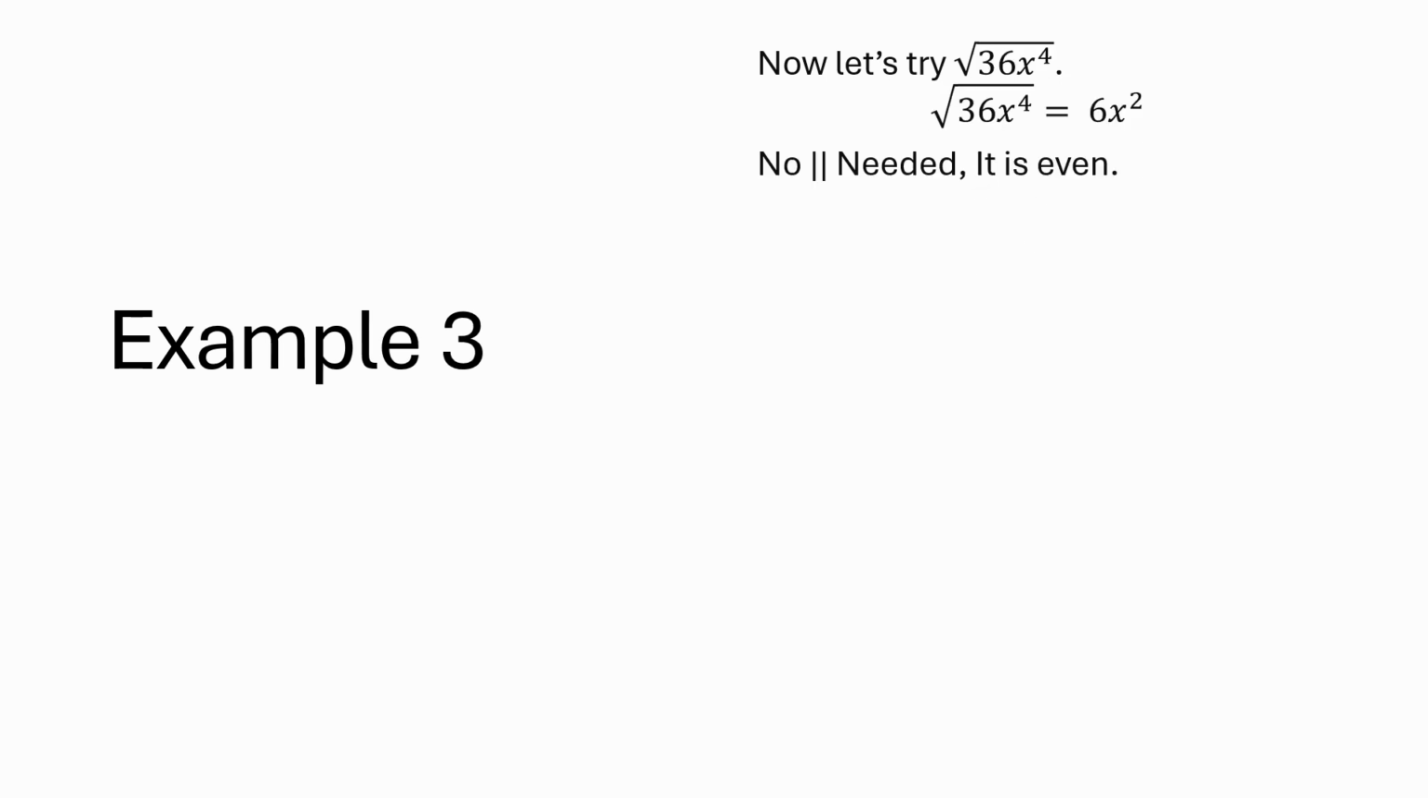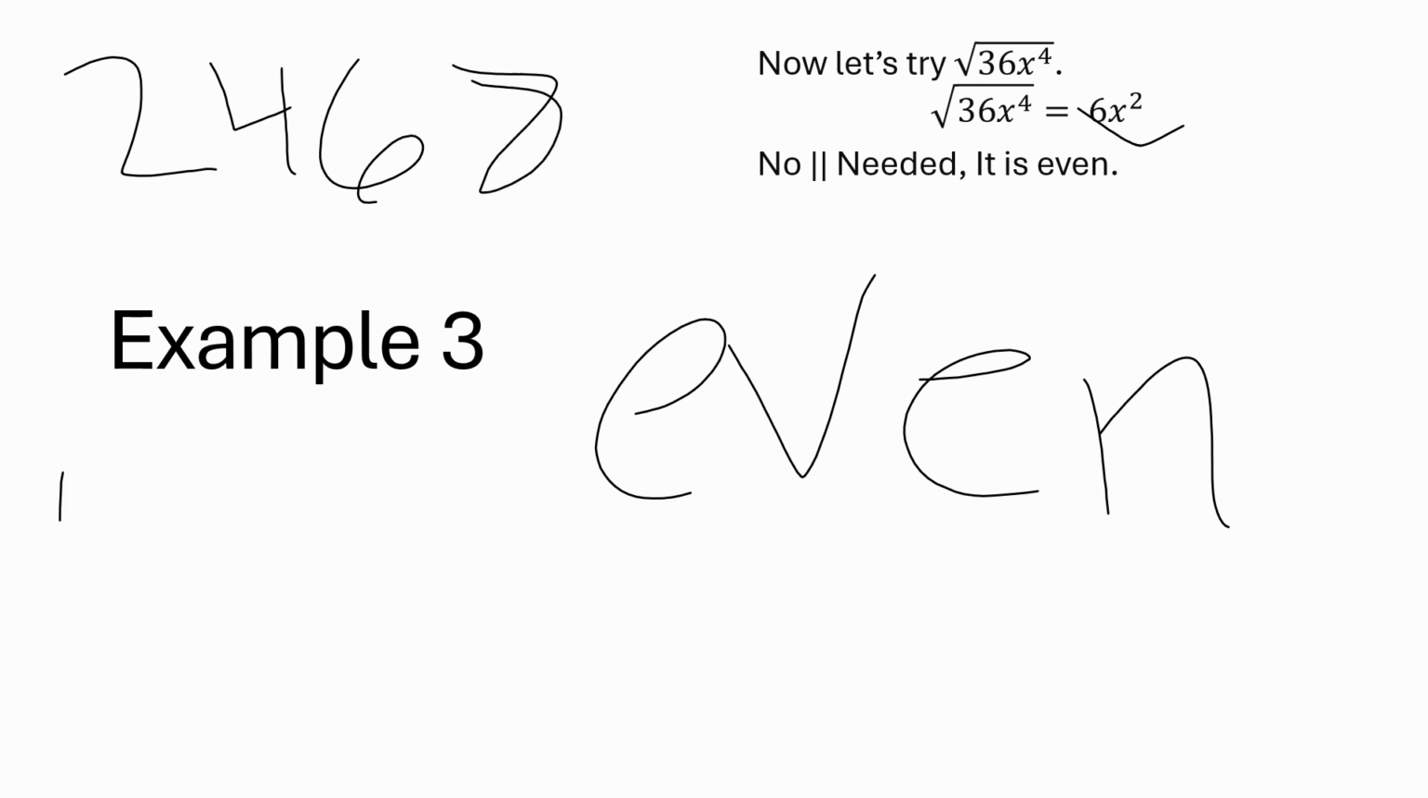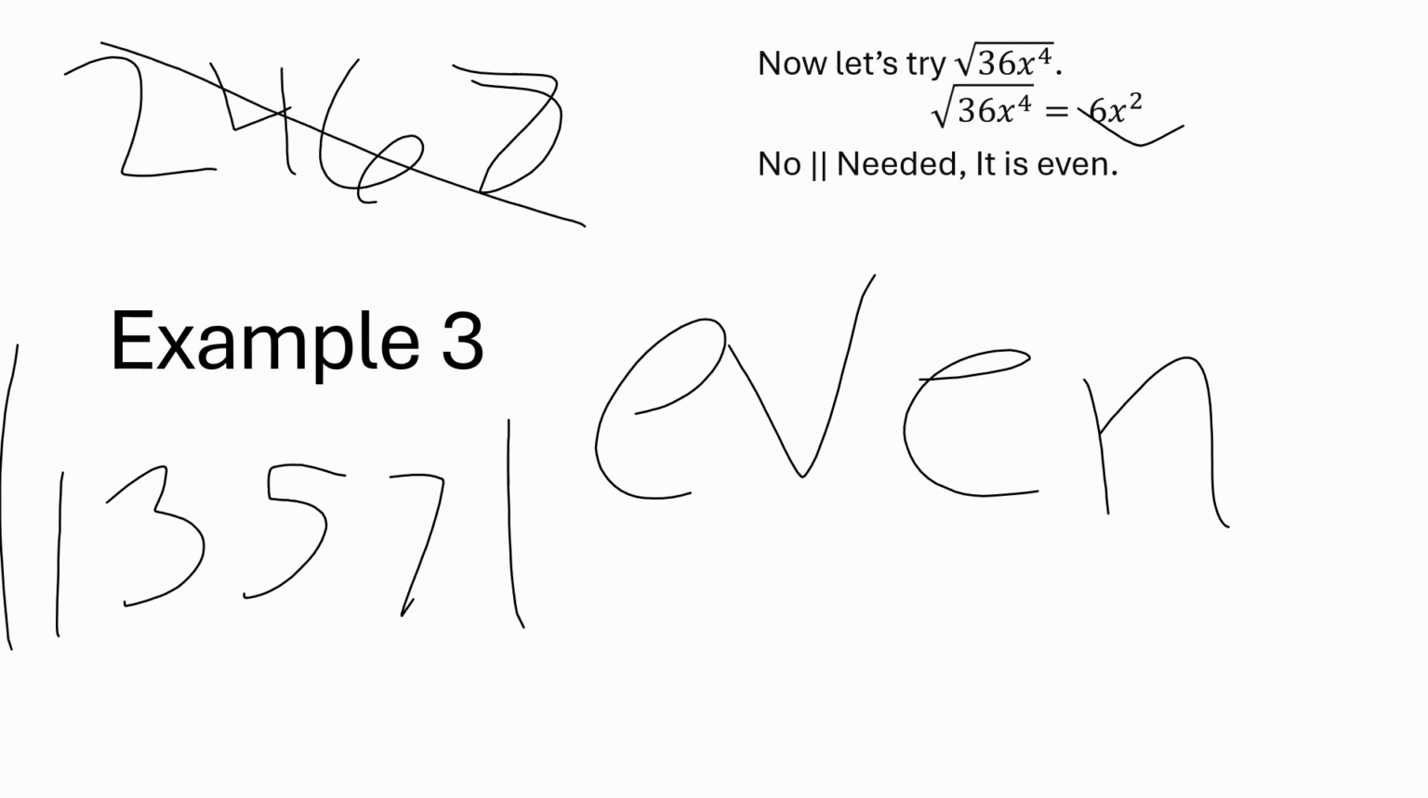Now let's try example 3, which is the square root of 36x to the power of 4. Now we know that 36 is a perfect square of 6. And x to the power of 4, we turn that into x to the power of 2, so it would be 6x to the power of 2. There's no parallel lines needed because it is even. Even numbers and odd numbers: odd has parallel lines, even does not.